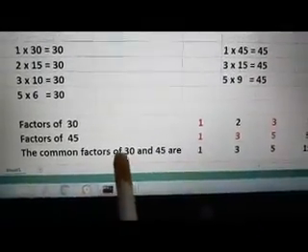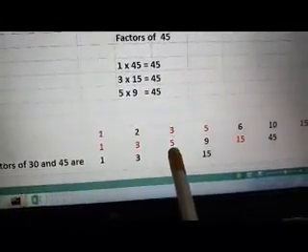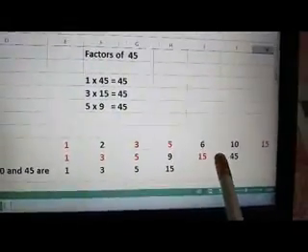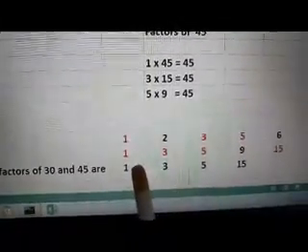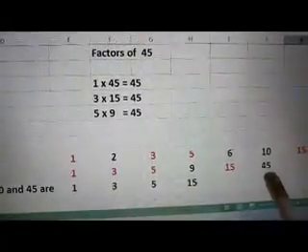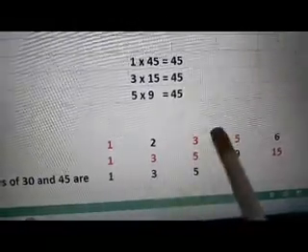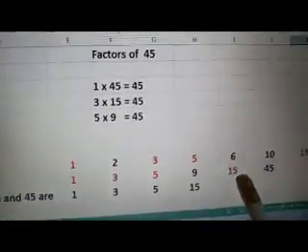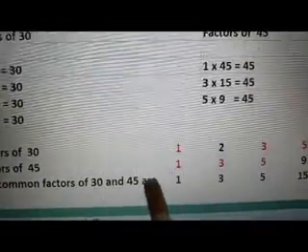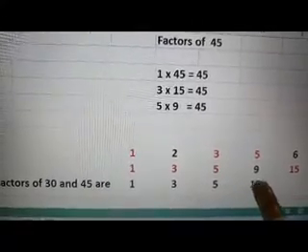So we list all the factors of 30 and 45 here. 1, 2, 3, 5, 6, 10, 15 and 30. And factors of 45: 1, 3, 5, 9, 15 and 45. So what we see, the common factors here are 1, 3, 5 and 15. So the common factors of 30 and 45 are 1, 3, 5 and 15.